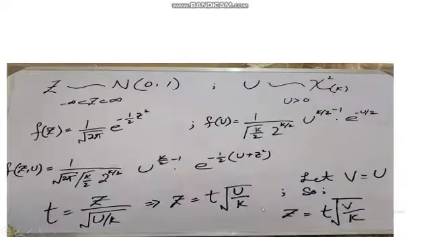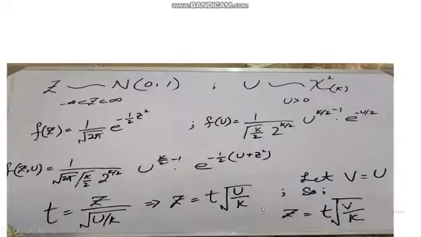By definition, if a random variable follows this particular equation, that is equation 31 of the book, then it is defined as the student's T distribution, or the student's T distribution with k degrees of freedom. For its derivation, we have a theorem: if Z has a standard normal distribution and U has a chi-square distribution with k degrees of freedom, then this ratio will follow the student's T distribution.